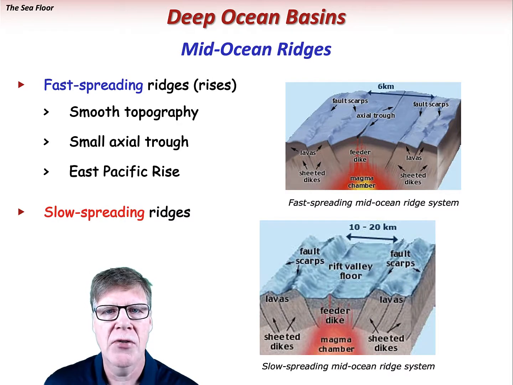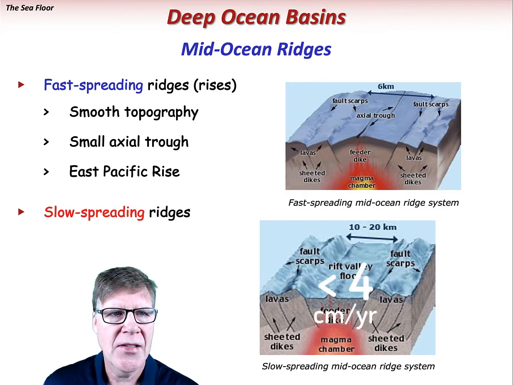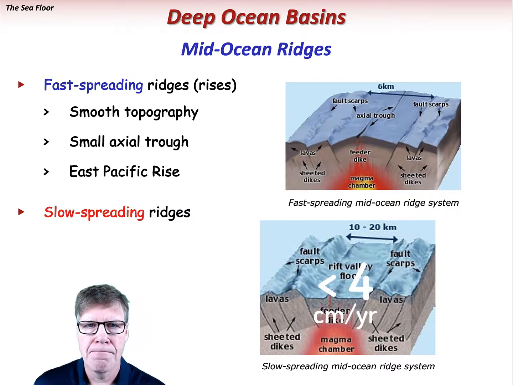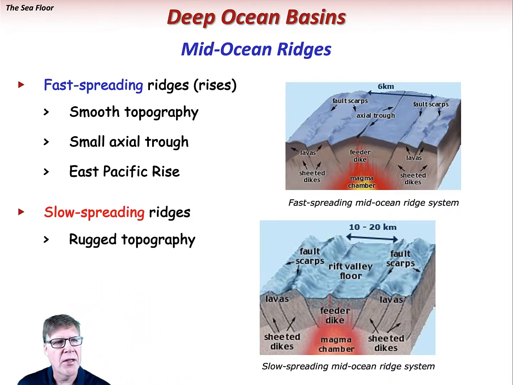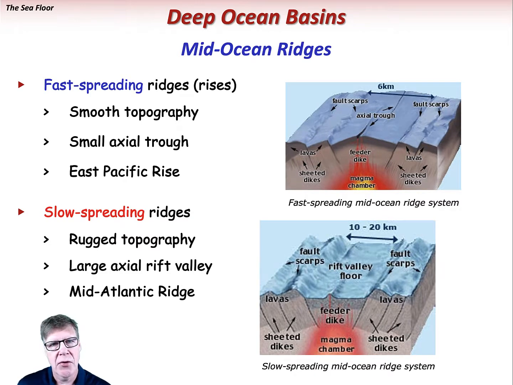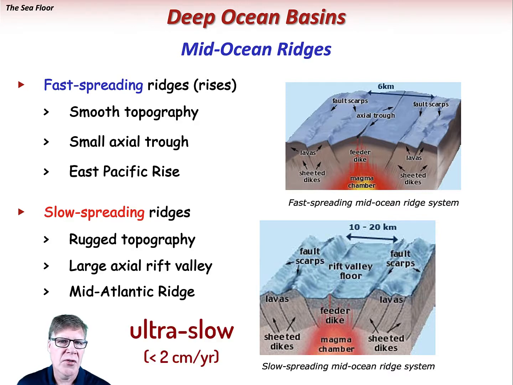Slow-spreading ridges have much lower spreading rates, typically less than 4 centimeters per year. These ridges have more rugged topography with large axial rift valleys. The Mid-Atlantic Ridge is an example of a slow-spreading ridge with spreading rates of about 2.5 centimeters per year. Ridges that spread at rates less than 2 centimeters per year are referred to as ultra-slow spreading ridges and include the Gakkel Ridge in the Arctic Ocean and the Southwest Indian Ridge in the Atlantic and Indian Oceans.